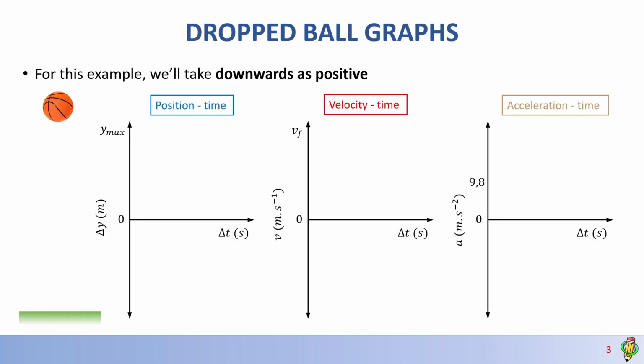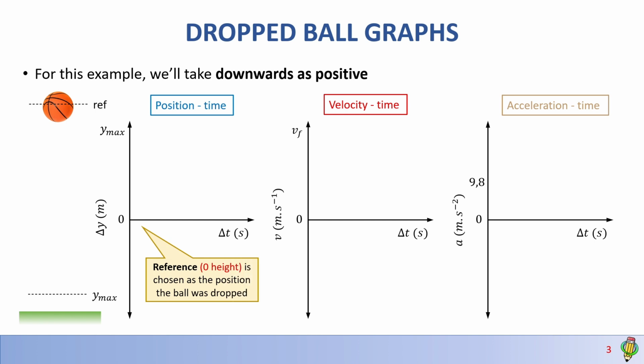Okay, let's look at how to draw graphs for a dropped ball. We'll take downwards as positive. But remember, if you prefer up as positive, you just have to rotate the graph about the x-axis, or in this case, about the change in t-axis. In this example, I'll choose the reference or the 0 height as the position the ball was dropped. So this means my maximum height on my graph will be at the ground position. First, let's look at what happens and then I'll explain after.